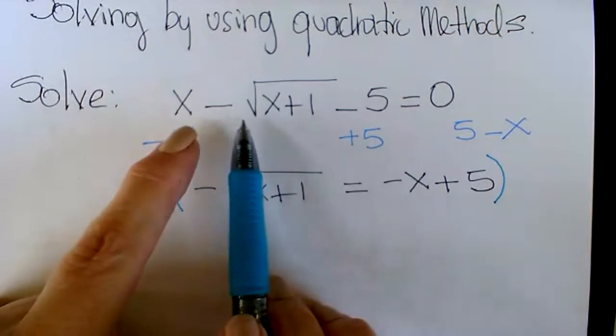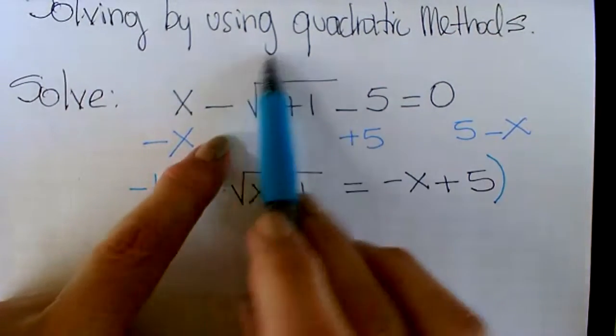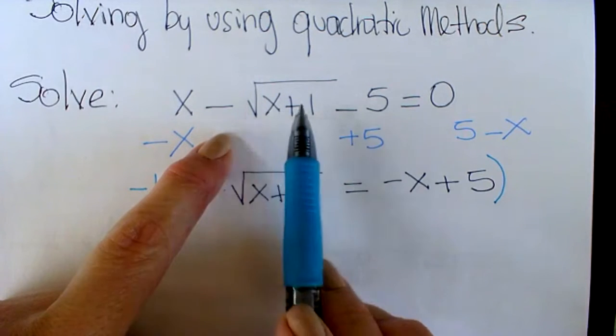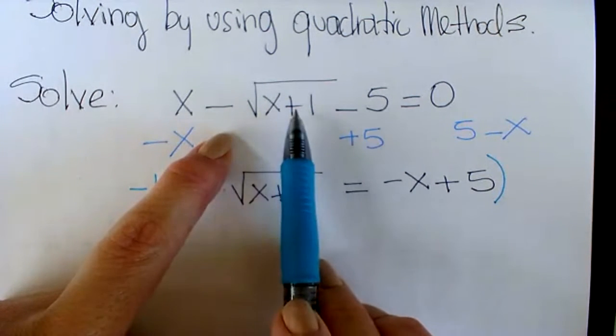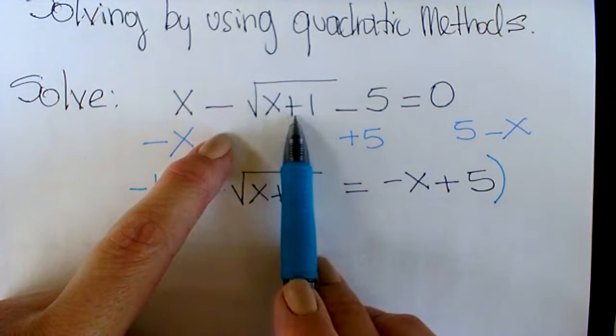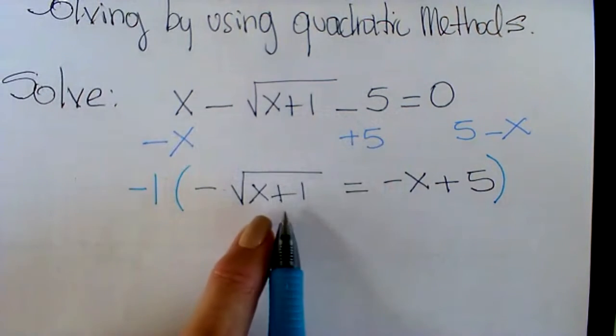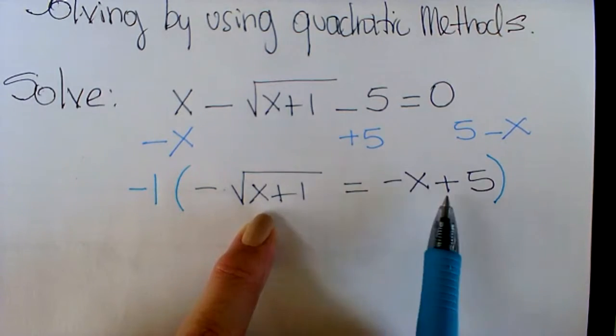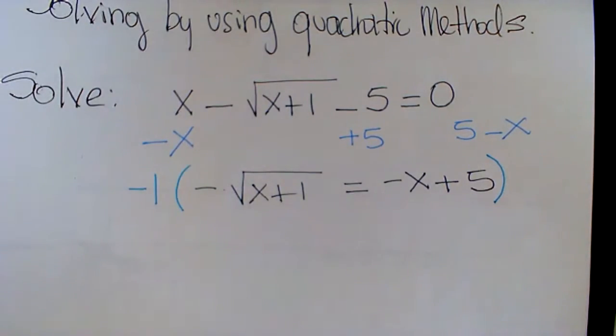So let's go back. First, what we noticed here was the square root, that we have a square root in the equation. How do we get rid of the square root? We isolate the square root. That's what we did. And then we're going to square both sides of the equation. We'll get there. Hold on.